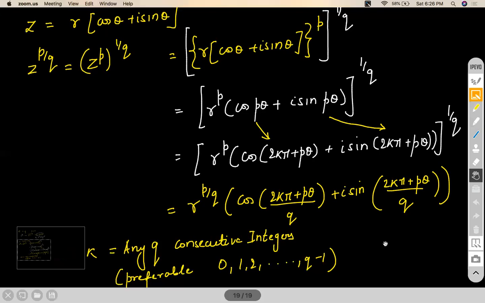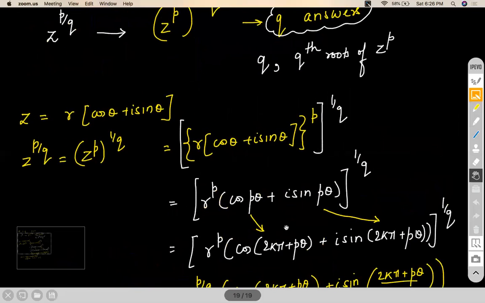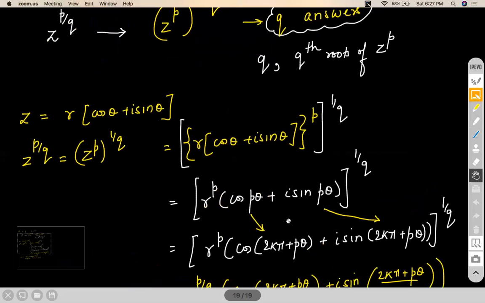Have you all copied this down? Could you go up for a second? At this point, Madhav?